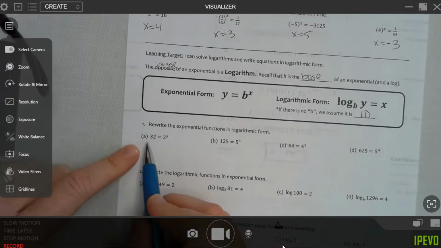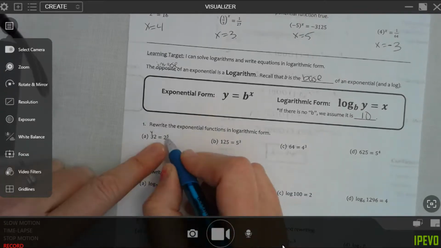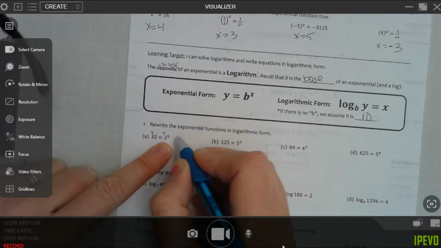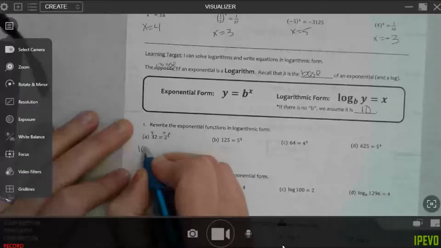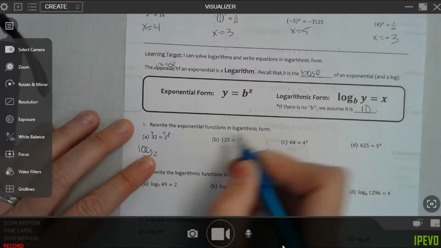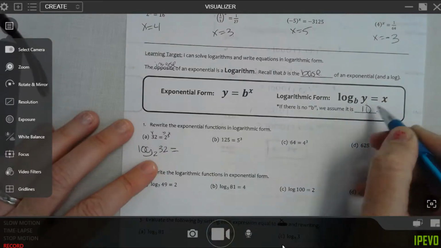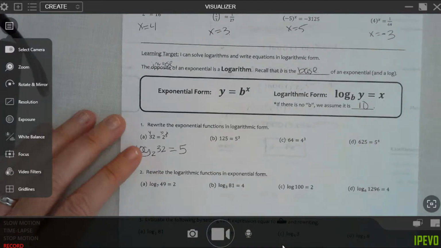So this right here matches here. So 32 is my y, and 2 is my base, and 5 is in the x spot. So I'm going to rewrite it using this form. So it says log, I'm going to put the b down here, so that's the 2, and then it says put the y next, that's the 32, and then it says equals, and put my x over here. My x was 5. So again, you're just matching it up.